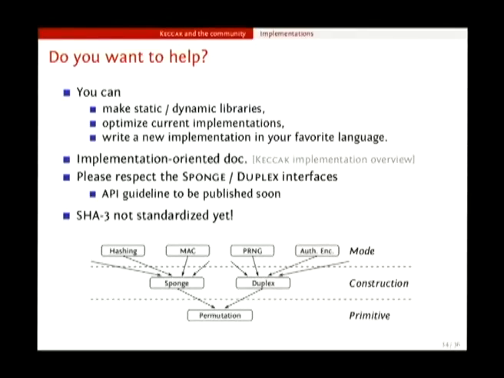So if you have time, you can help and try to take these implementations and make a consistent library, dynamic or static. You can also try to optimize these implementations. Probably you can do better than we did, or you can even write your own implementation in your favorite language. We have this document, the Keccak implementation overview, that gives some implementation and optimization techniques that you might want to read before diving into such a work.